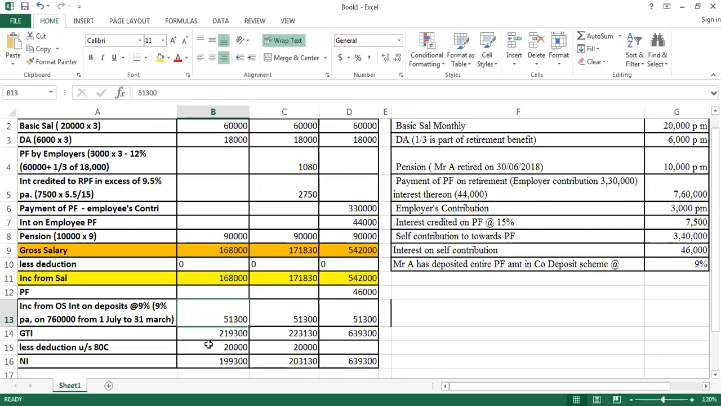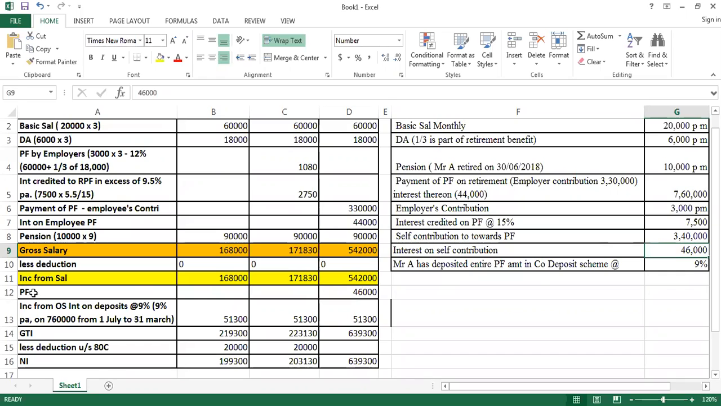Are you able to understand this? Okay. Now we also have one more entry called interest on self contribution. This employee is contributing himself to his PF. Whatever contribution he makes is exempted, but he is also earning interest on that. Whenever he earns interest, that amount has to be taxable.